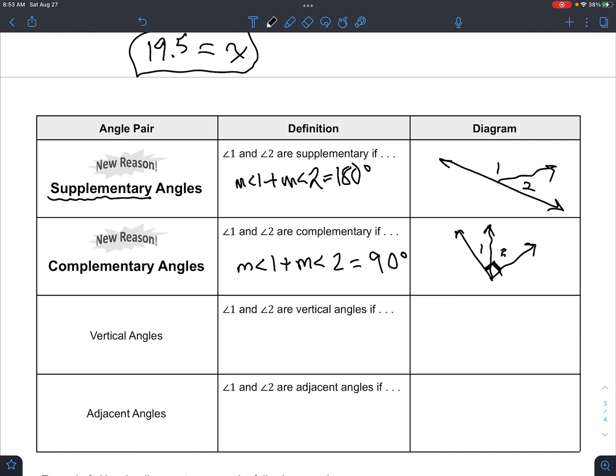Okay. Vertical angles, also really, really important. We're going to use a theorem about vertical angles as one of our reasons, but the true definition of vertical angles is a little confusing. It's if their sides, or their rays, are opposite rays.